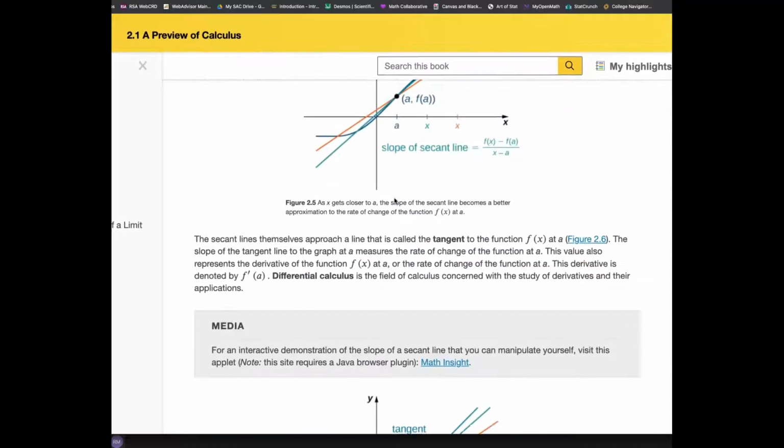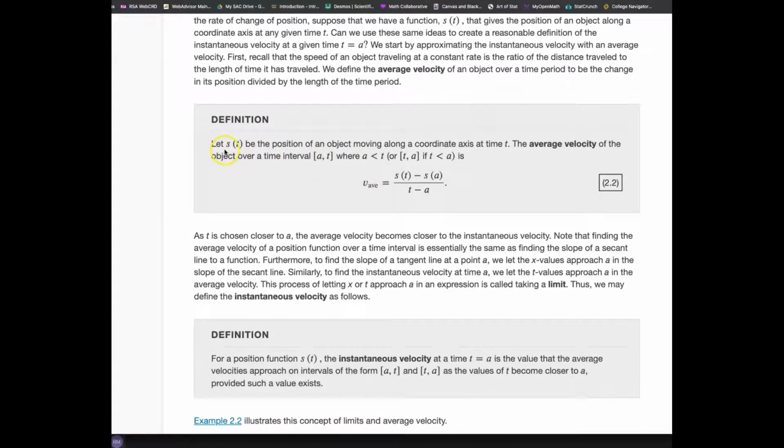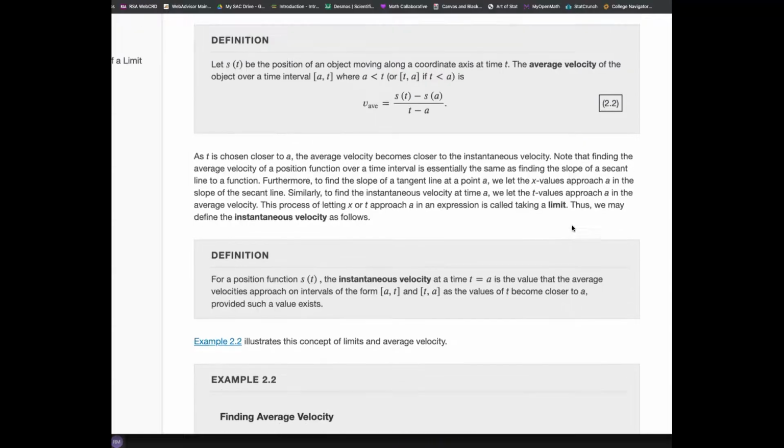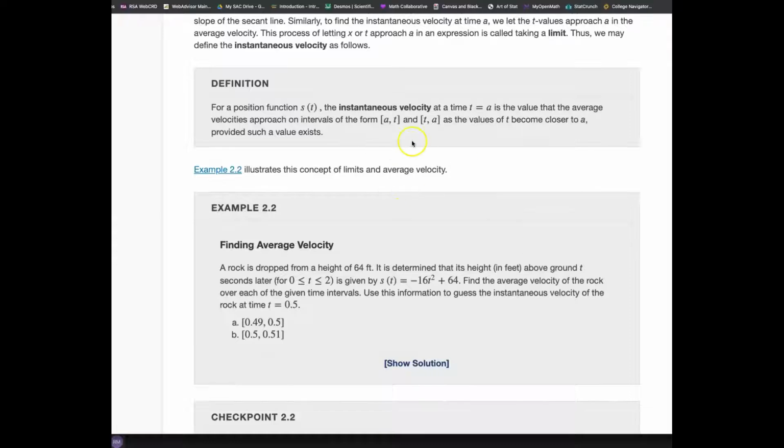Where is that? Right? But now we're just talking about velocity, and then the function is still a function, but we call it a position function. And many times we use the letter s to represent the position. And now what we do is find the average speed, how fast on average something is moving.